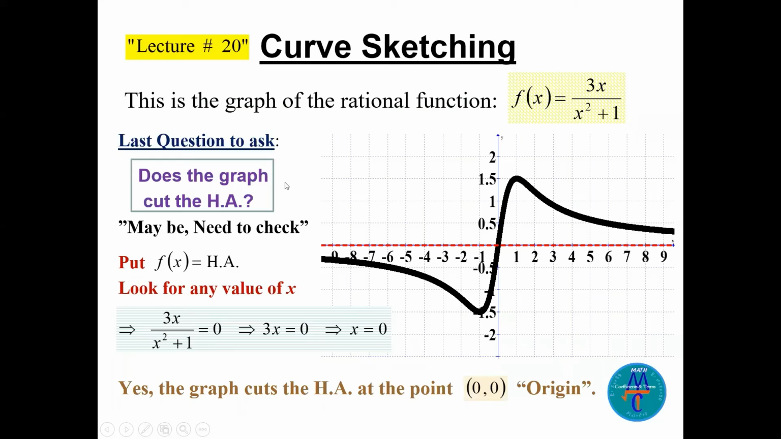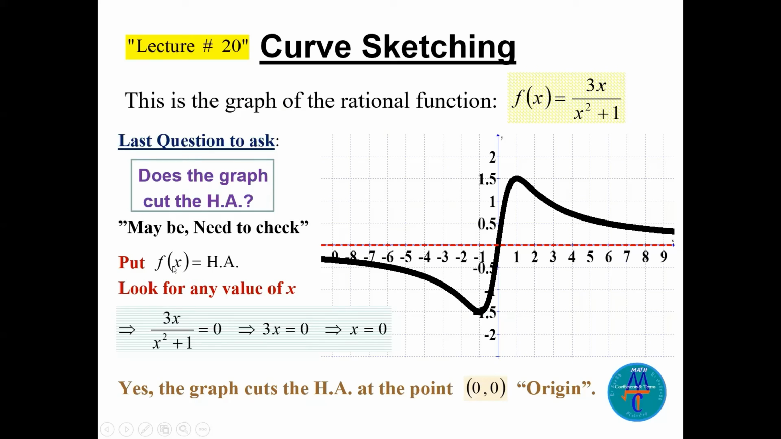Curve sketching, this is lecture number 20. There is a nice idea. This is a rational function. You can check lecture number 20 for more questions on curve sketching. Also, there are many videos, all the exam questions for graphing, maybe parts 1, 2, and 3. One simple important question you have to check at the end: does the graph cut the horizontal asymptote? When you find the horizontal asymptote, you have to check if the graph will cut it or not.